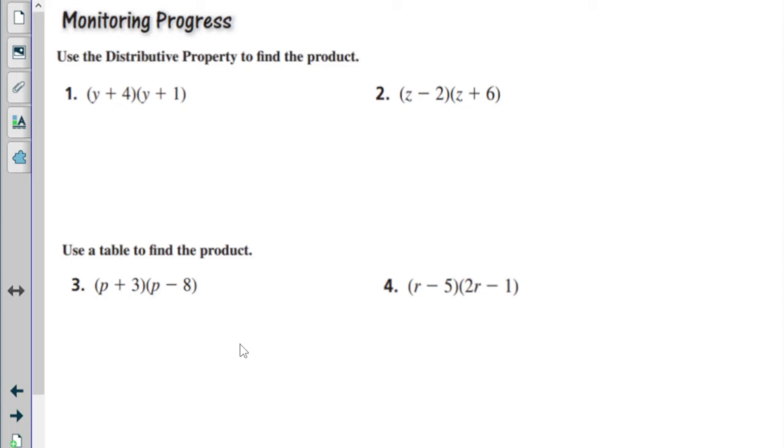We are going to start by distributing the y. And then once we've distributed the y, we're going to distribute the 4. So we're going to take the y and distribute it across. We have y times y, and y times y is y squared. Again, y times y is y squared. So this is going to be a y squared. Then I have a y times a positive 1. So that's going to be positive 1 times y. We just write as y.